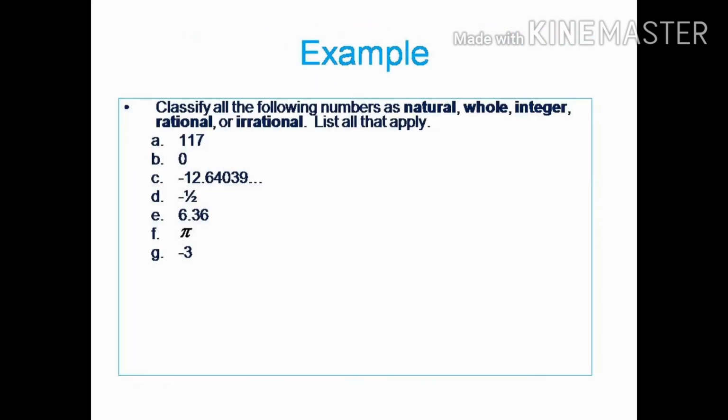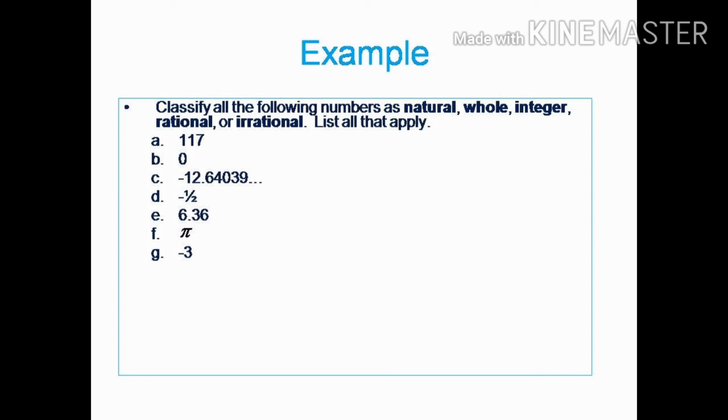Let us see an example over here. Classify all the following numbers as natural, whole, integer, rational or irrational. List all that apply. See, 117, is this a natural number? Yes, it is a natural number. It can be a whole number. Yes. Integer, rational number also. Can it be an irrational number? No, because it is terminating. An irrational number should be non-terminating and non-repeating. It is terminating, that is, it is rational. It should not be an irrational number.